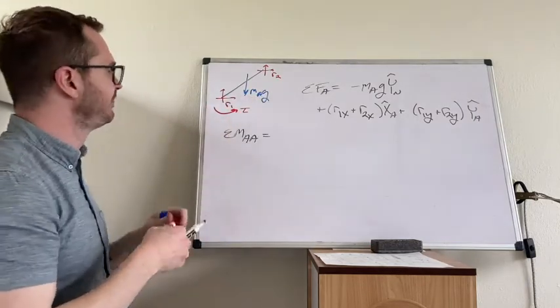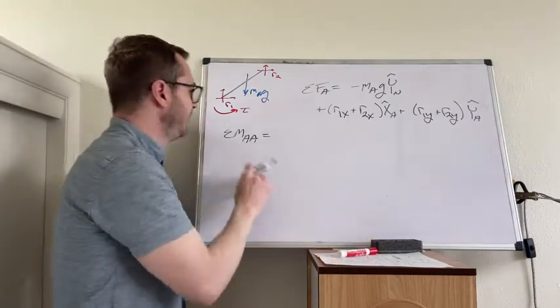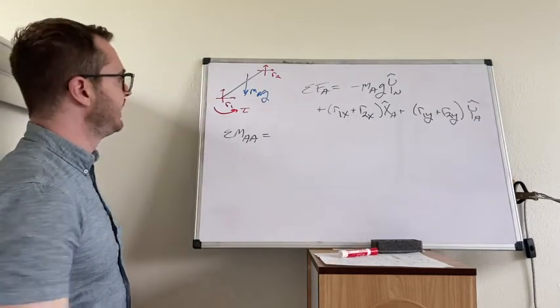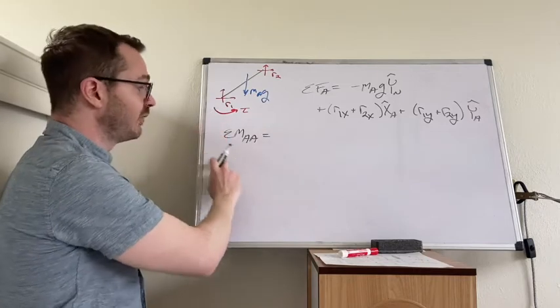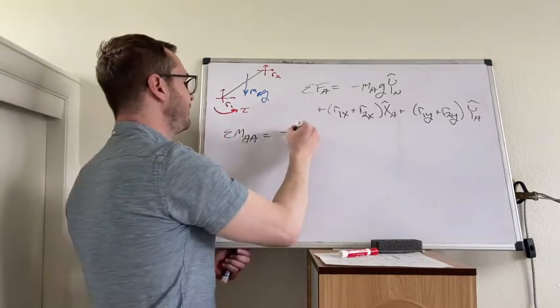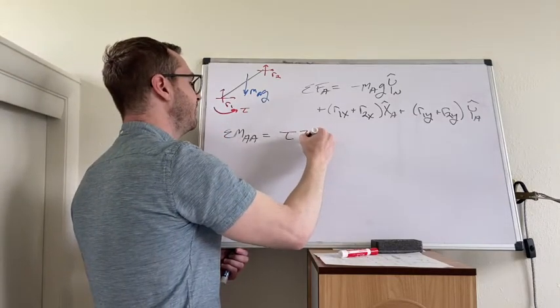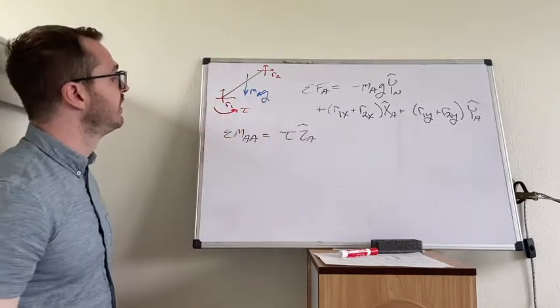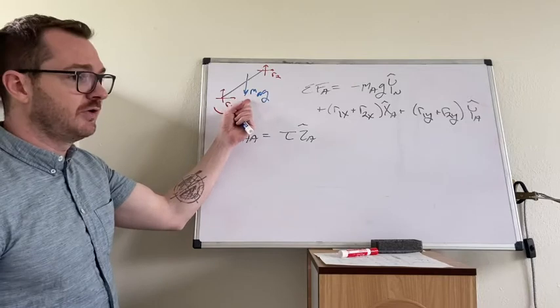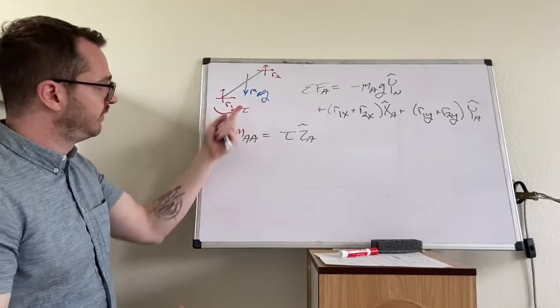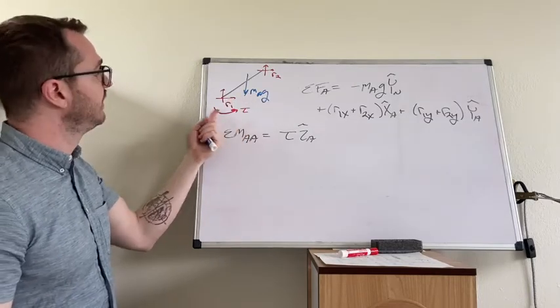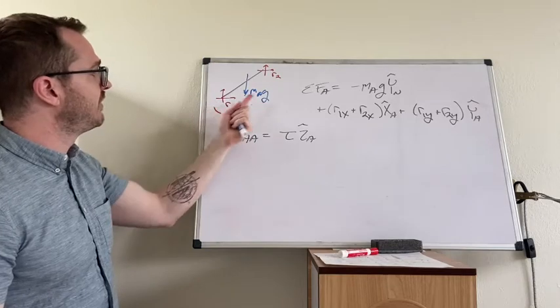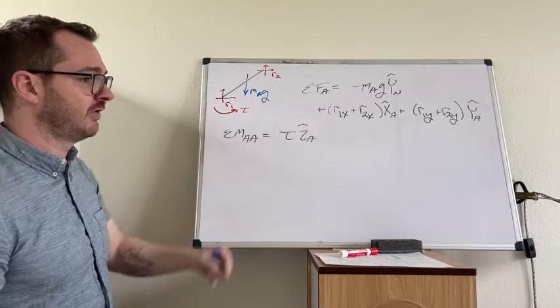There we go. We get down to sum of moments on A. The input torque tau we can immediately bring down. There's tau. This is acting in the positive z hat A direction, right? Gravity creates no moment about center of gravity because that's where it acts. We do have to worry about the moments created by R1 and R2 though.